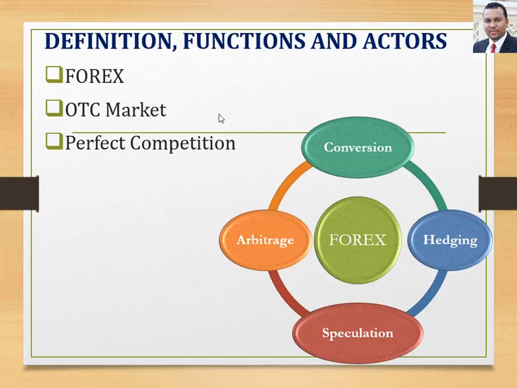Currency hedging. This is the second function of Forex. You can avoid any potential losses from adverse changes in currency prices. You can use Forex to hedge, to avoid risk, to avoid any change in currency prices. The third function, arbitrage. Arbitrage is about profit from immediate purchase and sale. This is a spot purchase or spot sale of currencies to make a profit.